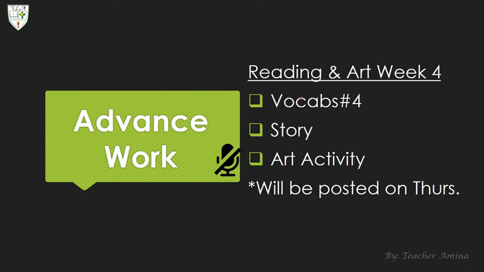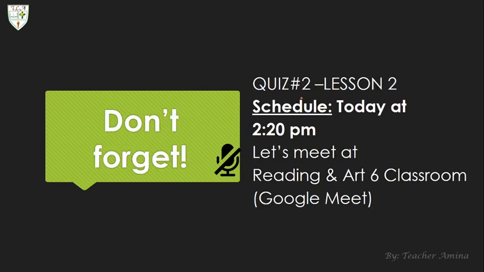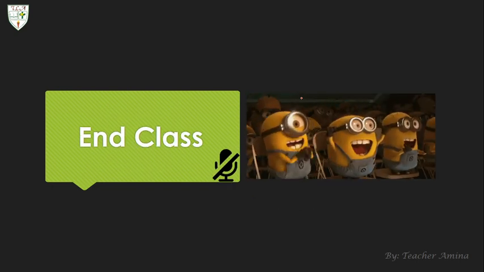For your advanced work, for reading and art week 4, you will have a new set of vocab words, which is vocabs number 4. You will have a new story and a new art activity. But watch out for this, it will be posted on Thursday. Don't forget we have quiz number 2 about lesson 2 today at 2:20. So let's meet at the Reading and Art 6 classroom in Google Meet. I will be giving you the quiz code there. So don't be late.